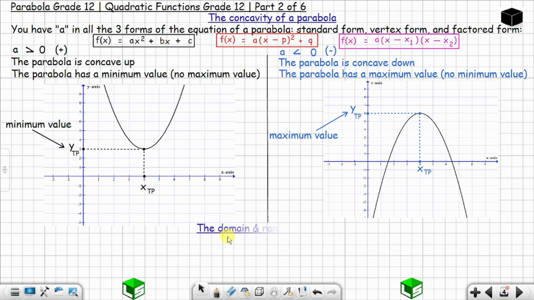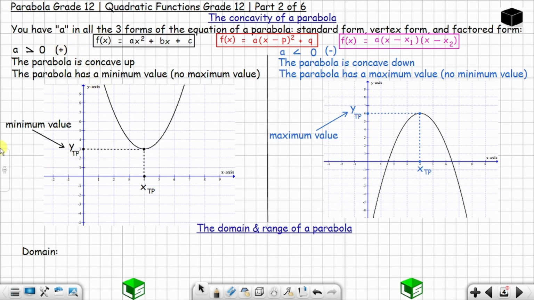So now, talking about the domain and range of a parabola. To find the domain, for example, for this parabola, which is concave up, the domain is found on the x-axis. You take all the values of x that exist for this parabola. This parabola does not stop here. The parabola still continues. When you extend your axis, you are going to see that this parabola is going to cut the y-axis.